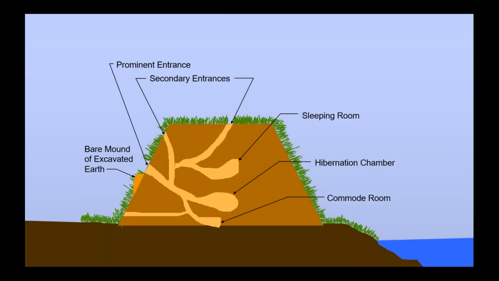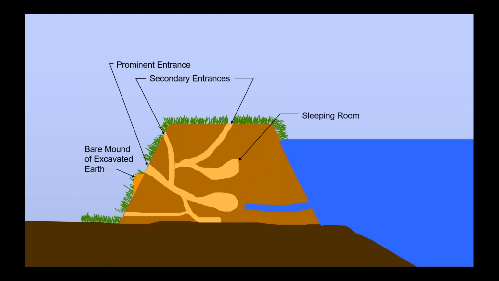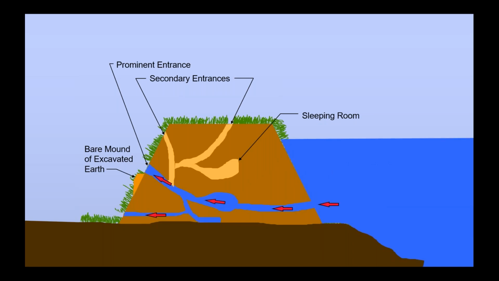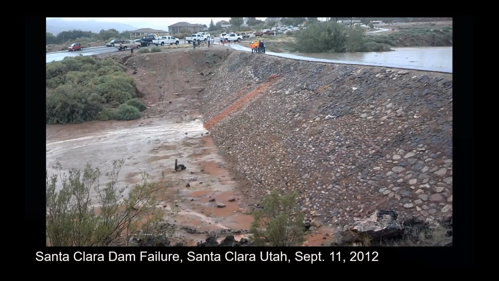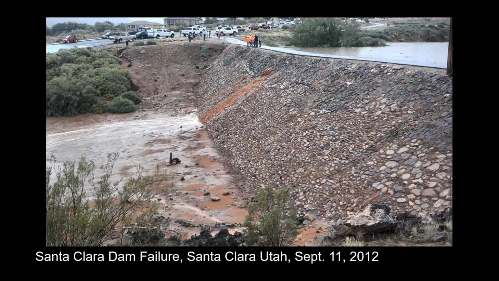So here we have all of the groundhog activity, then we have a little bit of muskrat activity. All that's left is a little gap. And during a flood event, if that was to break through, we can have a real problem. Here's a video showing exactly that.